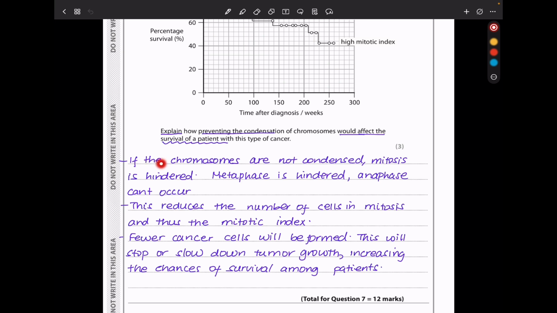So I said if the chromosomes are not condensed, mitosis is hindered, metaphase is hindered, and anaphase cannot occur, or it will be occurring at a lower pace. This reduces the number of cells in mitosis and thus the mitotic index. So fewer cancer cells will be formed, and this will stop or slow down tumor growth, increasing the chances of survival among patients.